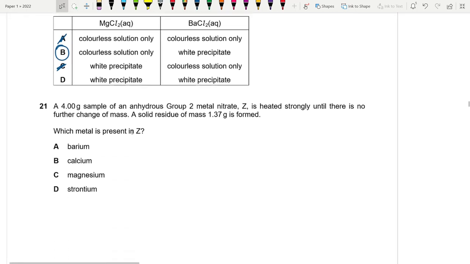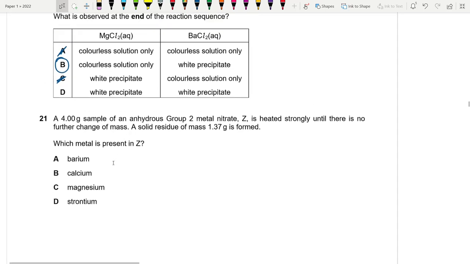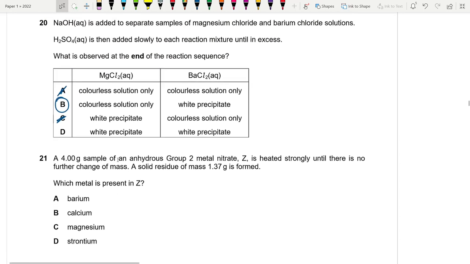Okay. 21. A 4 gram sample of anhydrous group 2 metal nitrate is heated strongly until there is no further change of mass. A solid residue of mass 1.37 grams is formed. Which metal is present in Z?